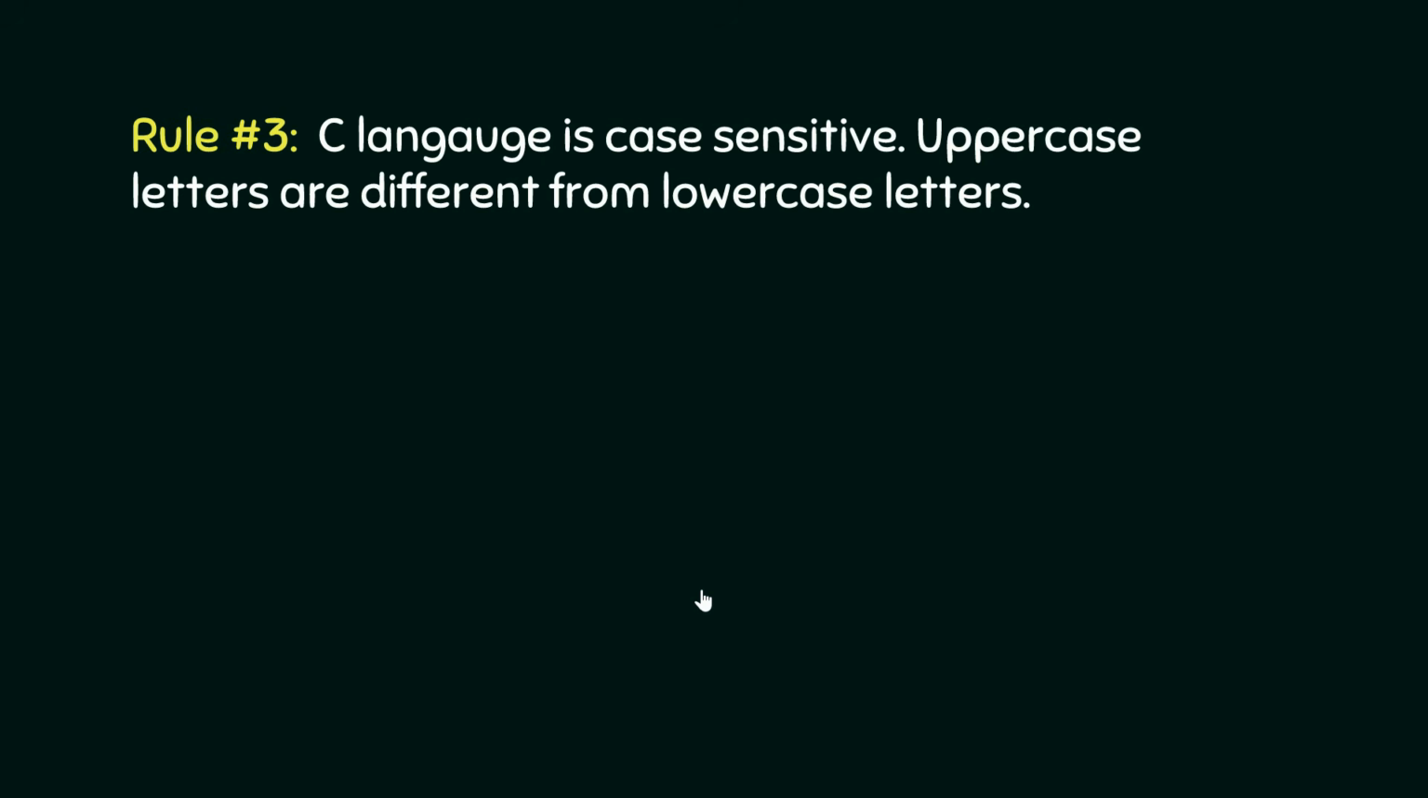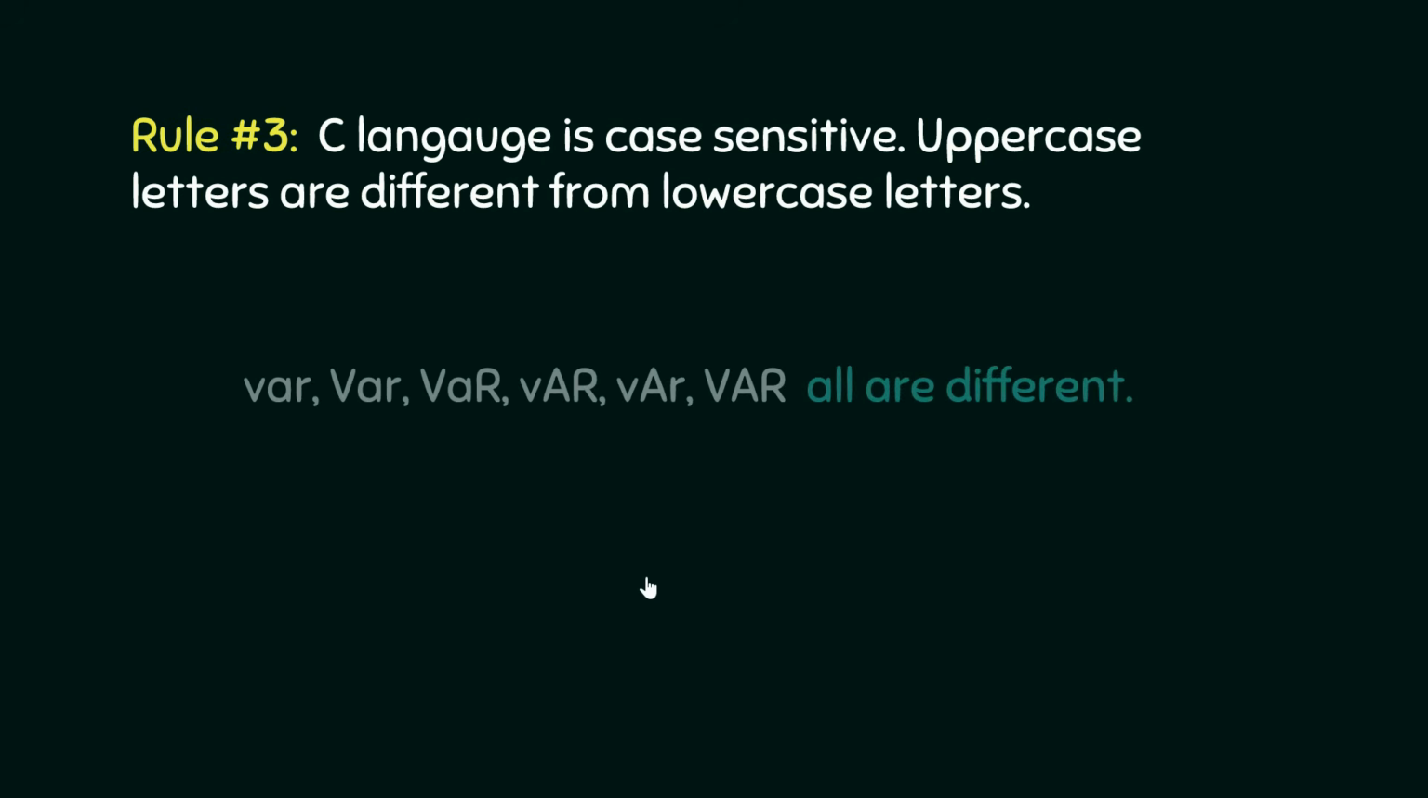C language is case sensitive, which means uppercase and lowercase letters are distinct. Writing where, Where and WHERE, all are different. It is interesting to know that traditionally, lowercase letters are used for naming variables and uppercase letters for naming symbolic constants. We'll talk about symbolic constants when we study the use of hash define later.